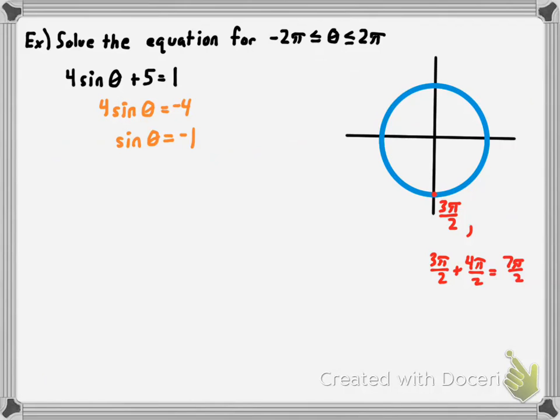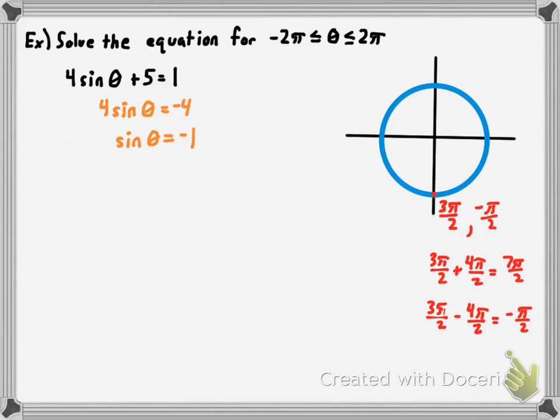So let's see if we can find a smaller angle that's coterminal with 3 pi over 2 that does fit within the range of values that we're looking for. That means we're going to need to subtract 2 pi. And if we do that, we're going to get -pi over 2. And certainly -1/2 pi fits within the range of values that we're looking for. So I'm going to list that as one of my solutions right there.